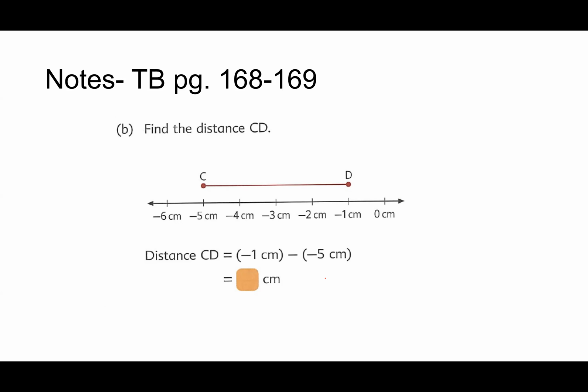Oh, now I've got a negative number line, but I still need to find the difference. Okay, so I've got negative 1 minus negative 5. What's my difference, or what's my distance? Ashley? Yeah, it's 4 centimeters. Okay. Are we good so far? Yeah, go ahead, Annie.